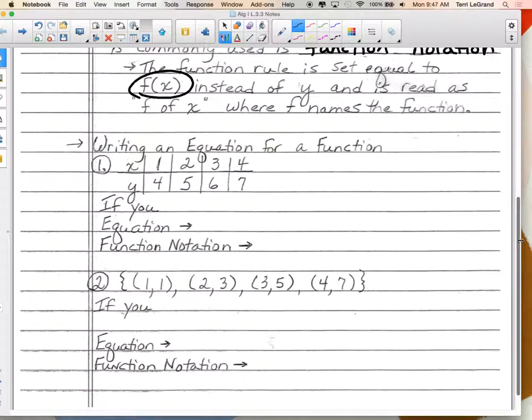Number one, we have this table of values, we have this relation. How many ordered pairs are there? 4, okay? We have to figure out what you would do to the x value, because remember the x value is the independent. I like to think of it like this.